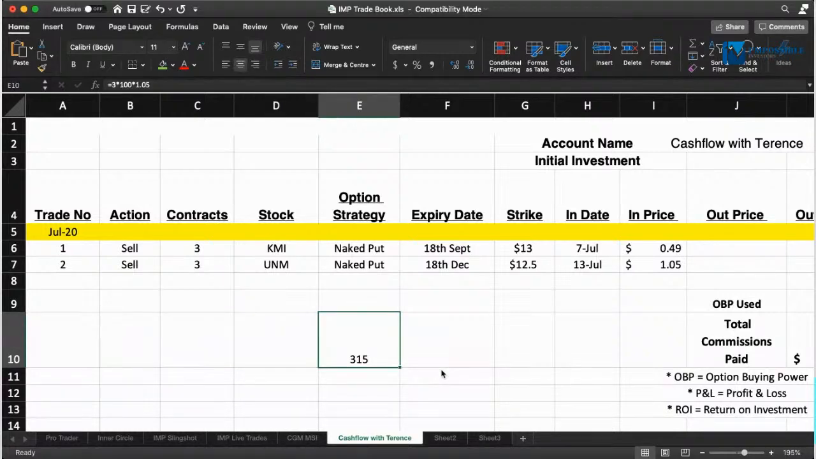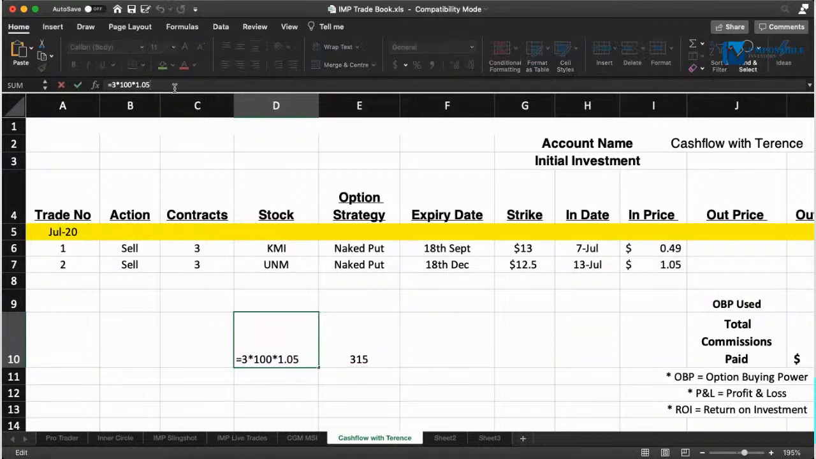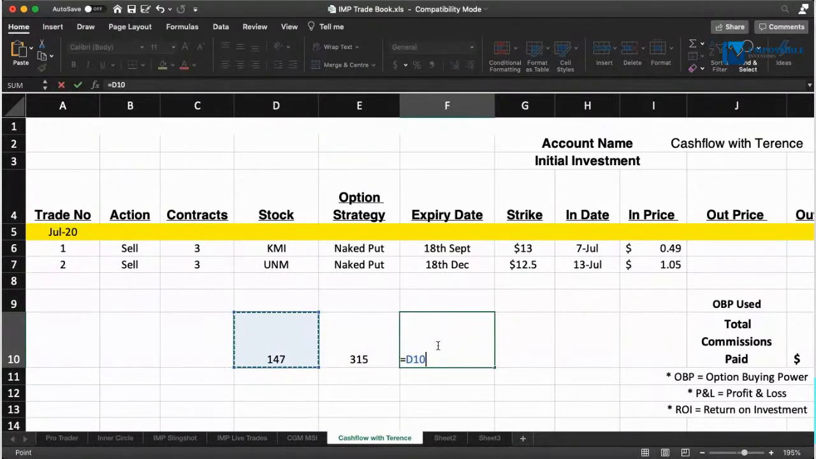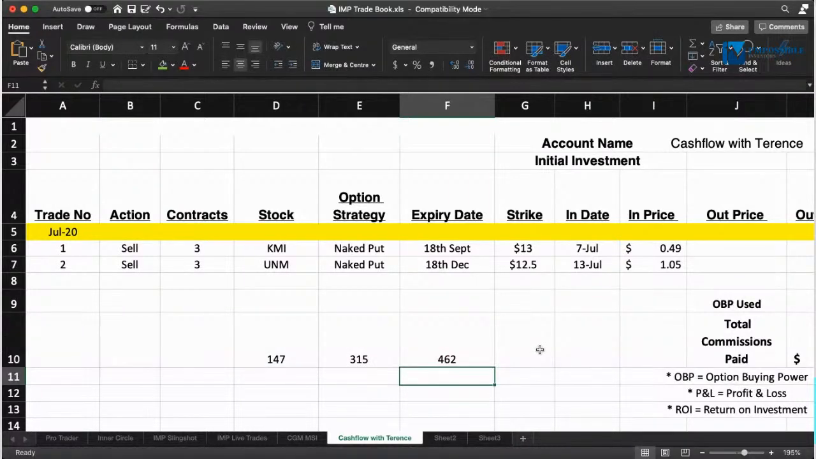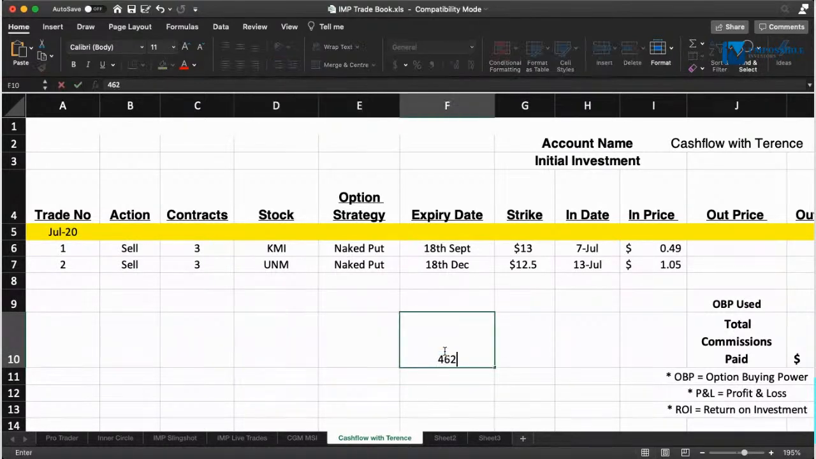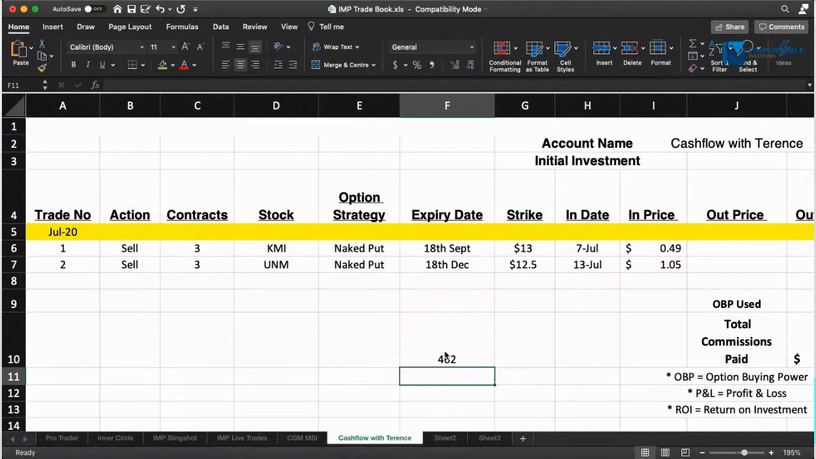And I believe we have also created $100 plus, 49 cents, for KMI over here. So in total, in the last 2 sessions, we have created $462 US in cash flow in our Cash Flow Live with Terence sessions. So that's episode 2, and so far we have collected 462 US dollars.